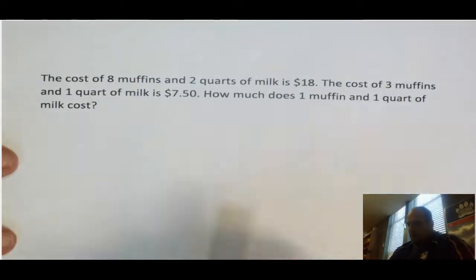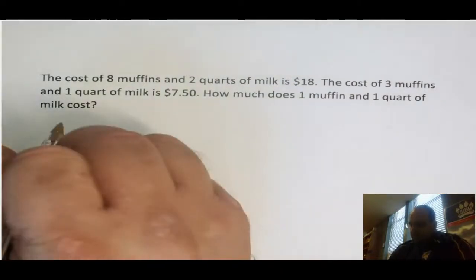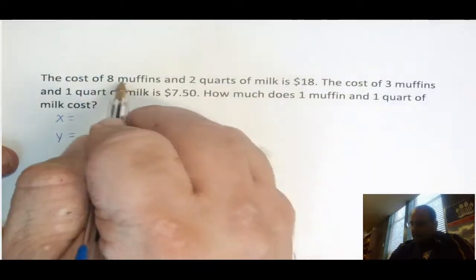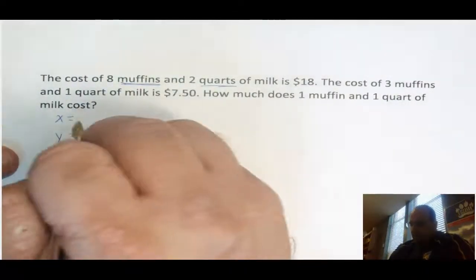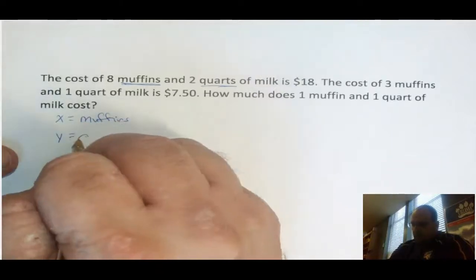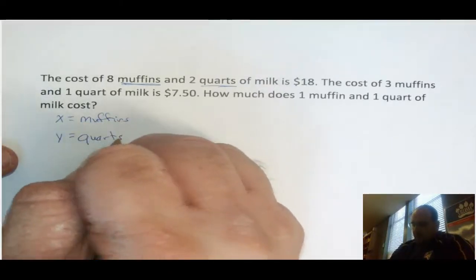So again, I have to assign variables to this one. I'm going to assign X and Y variables. The 2 things that are mentioned in this problem are muffins and quarts. So I'm going to talk about muffins. I'm going to assign that to X. Quarts of milk, I'm going to assign that to Y.